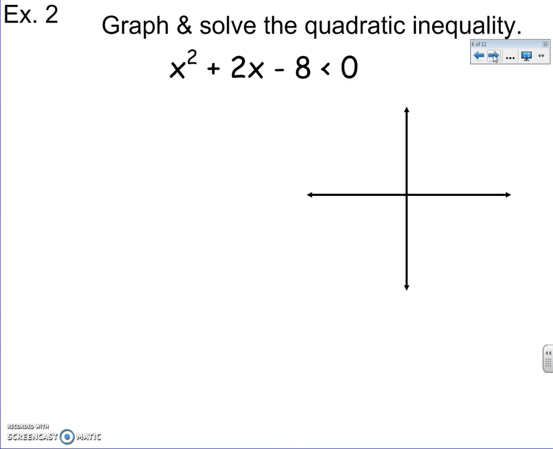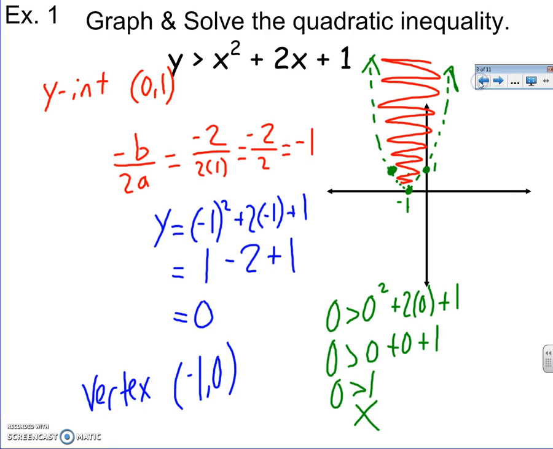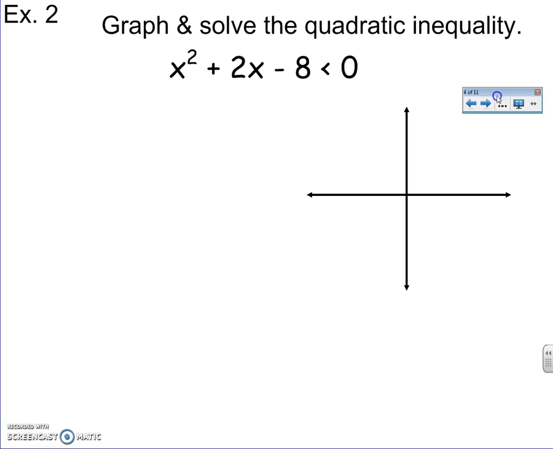Number 2, again, graph and solve the quadratic inequality. This time we're not going to have a y. The last time we had y, so it was actually a picture on the coordinate plane. Here I don't even need a number line, but you can still graph on the coordinate plane.